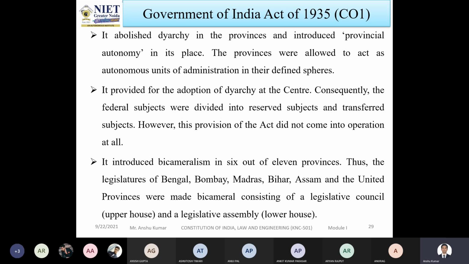It introduced bicameralism in 6 out of 11 provinces. Thus, the legislatures of Bengal, Bombay, Madras, Bihar, Assam, and United Provinces, that is UP, were made bicameral, consisting of a legislative council and a legislative assembly. Currently, West Bengal does not have a bicameral system. Bombay, that is Maharashtra, has a bicameral system. Madras, that is Tamil Nadu, currently does not have it; they abolished it. Bihar still has a bicameral system. Assam does not have it, and UP still has.